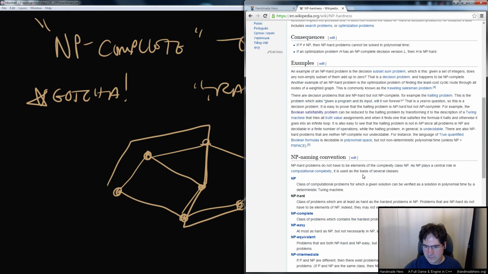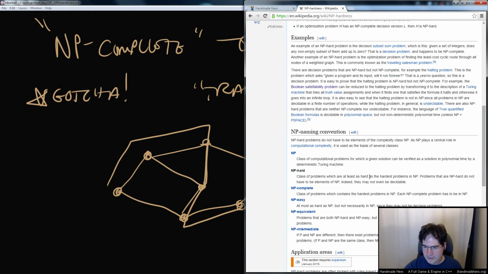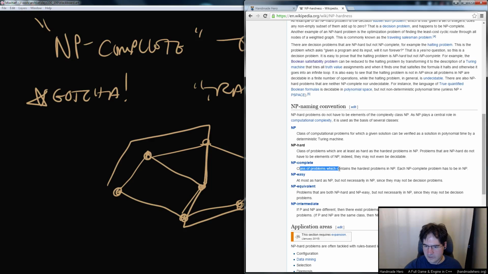Let's see. This is going to be too hard. Class of problems which are at least as hard as the hardest problems in NP. Problems that are NP-hard do not have to be elements of NP. Indeed, they may not even be decidable. Class of problems that contains the hardest problems in NP. Each NP problem has to be NP-easy.